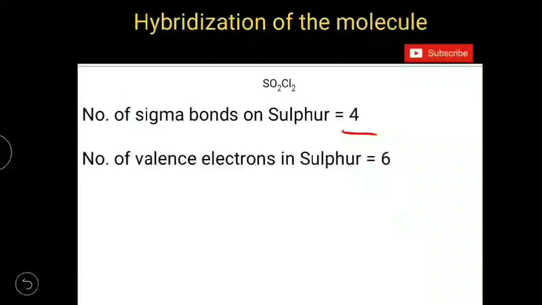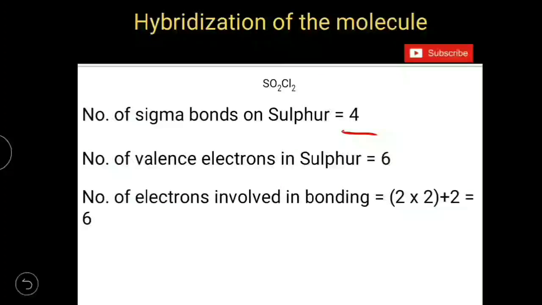Then number of valence electrons present in sulfur is equal to 6. Here no charges are present. It is not an ion. So valence electrons in sulfur equal to 6. And how many are involved in bond formation?